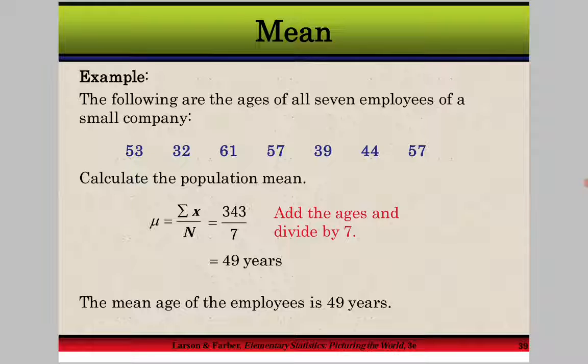What is x? X is a single data element or a single data. Capital N means the total number of elements. So sigma x by N means 343 by 7, that is 49 years. So add the ages and divide by 7. The mean age of the employees is 49 years.